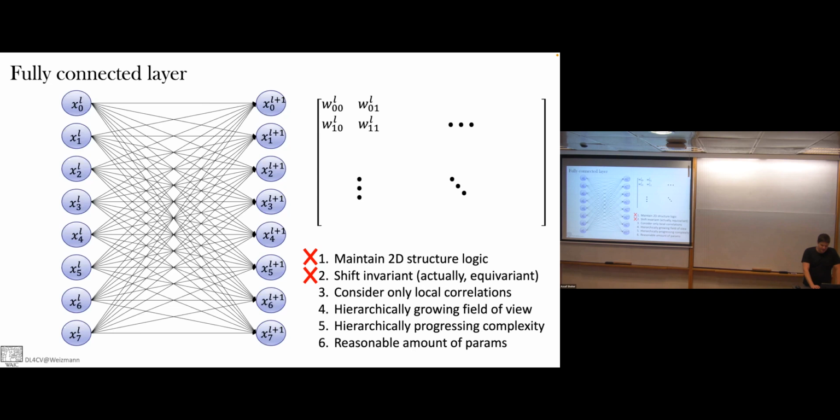Does it consider only local correlations? No, it's all fully connected, as its name. Does it have hierarchically, say I have many of those layers, a hierarchically growing field of view? No, because it has all the correlations to begin with. Does it have hierarchically progressing complexity? Anyone? No. So this is the one thing that it does have, right?